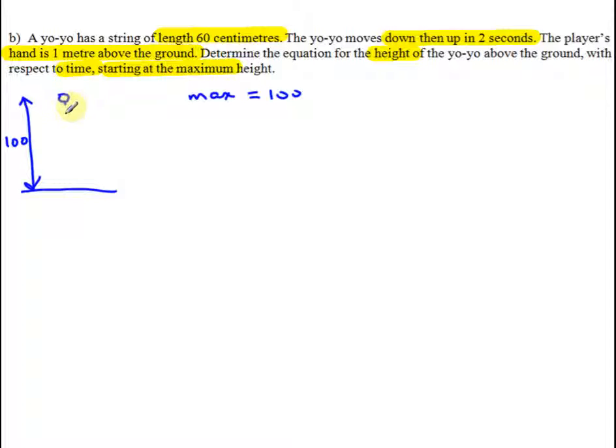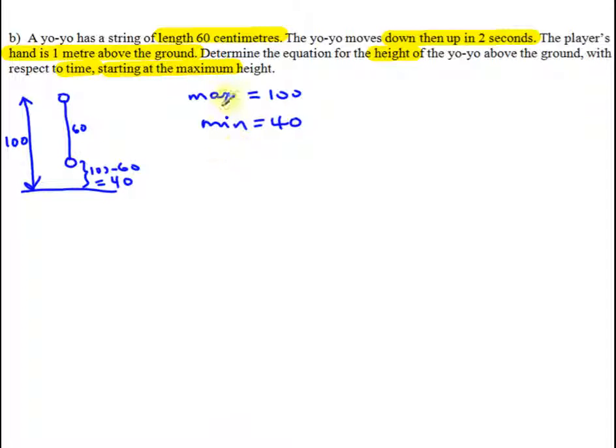The string is 60 centimeters long, so the yo-yo is going to go down to a minimum height. Let's figure this out. If this is 60 and the total is 100, the minimum height will be 100 minus 60, which is 40. So the min here is going to be 40 centimeters above the ground.